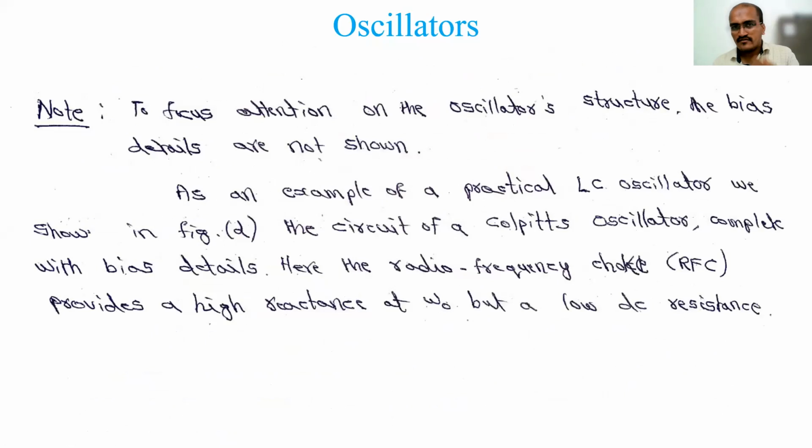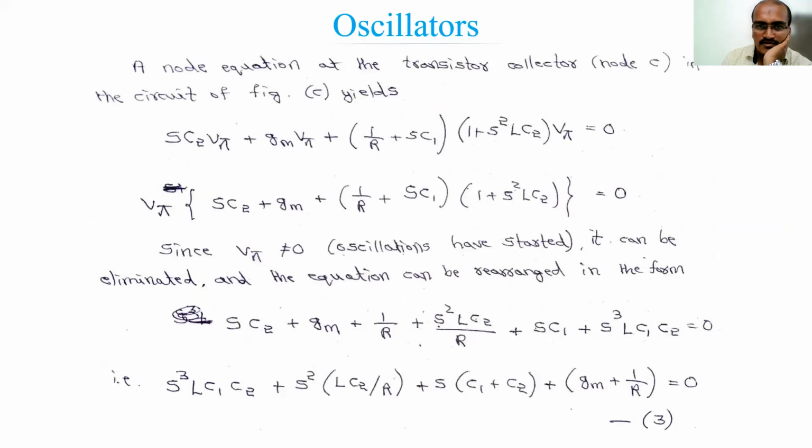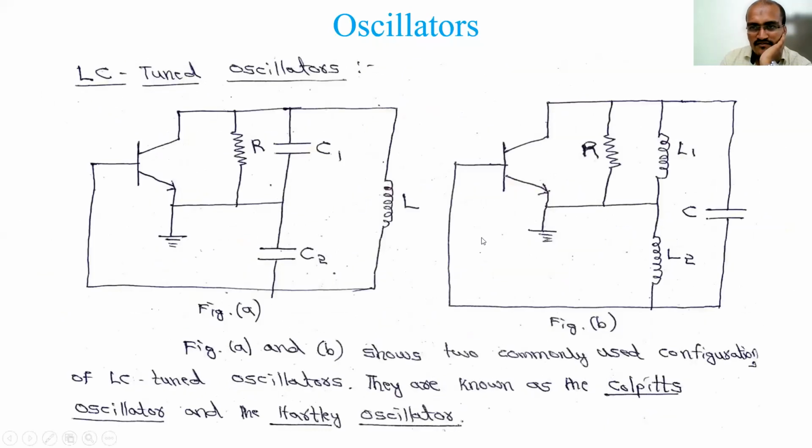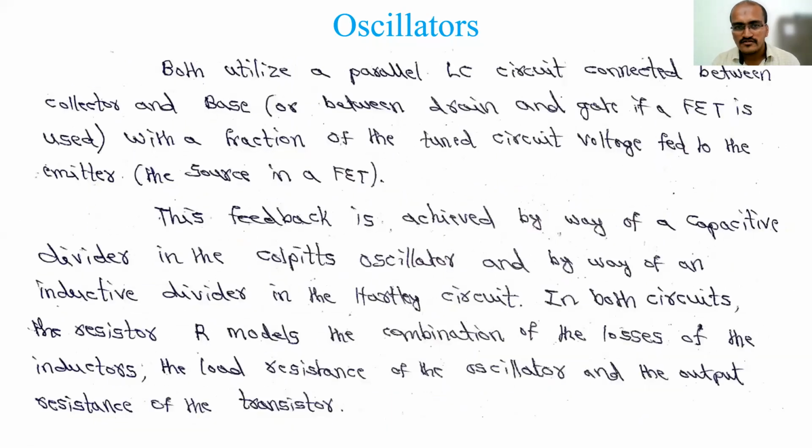One more note here. In the circuit I showed for Colpitts oscillator, to focus attention on the oscillator structure, the bias details are not shown. For example, we started off with this diagram, figure A for Colpitts oscillator, figure B for Hartley oscillator, and for this transistor I have not shown any biasing combination, self bias or voltage divider bias, just to focus on the oscillator structure. Now if we consider the bias conditions of the amplifier also, then it is called a practical Colpitts oscillator. Let me show you how the laboratory setup of the Colpitts oscillator looks like.